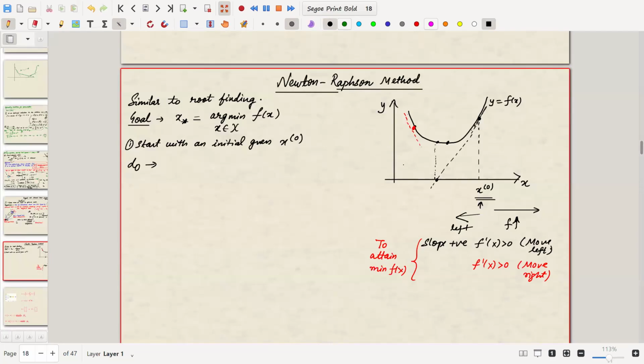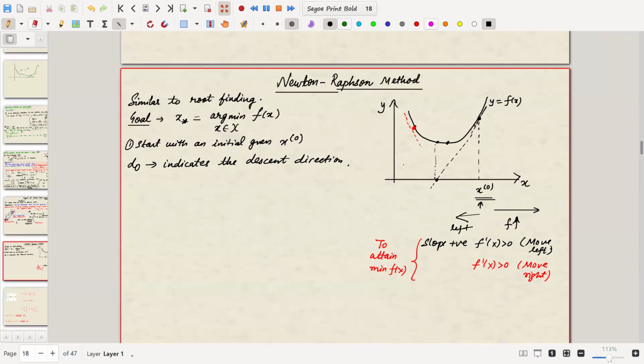What is d naught? This d naught indicates the descent direction, where you want to go, whether to the left or to the right. Now you can get an idea of why gradient descent is referred to as gradient descent. Descent means you are going somewhere to attain that solution. Newton-Raphson is also using a similar descent method. Descent means where you have to go, whether to the left or to the right.